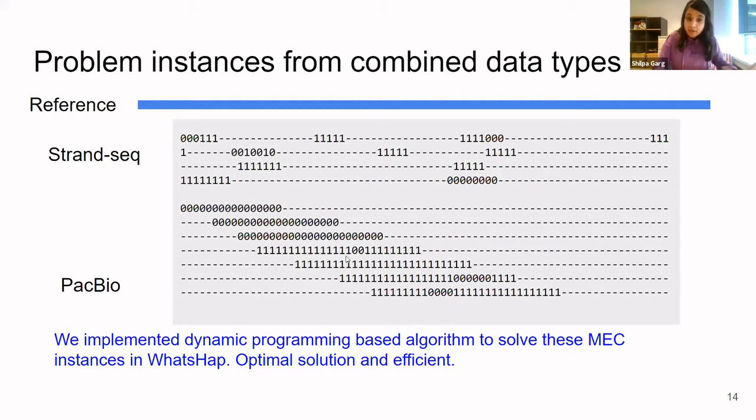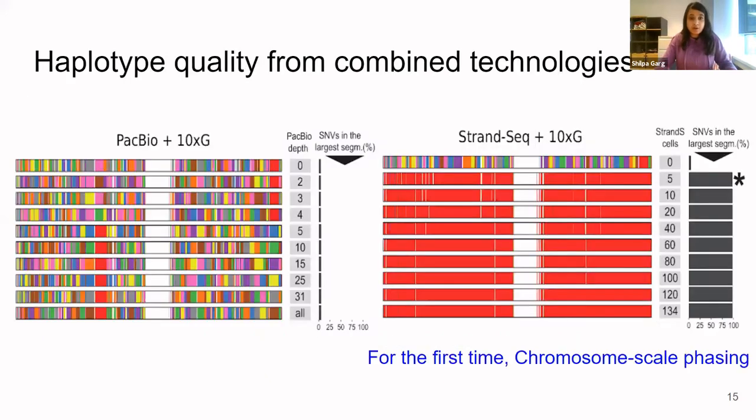So we combined it with more local and dense information from the long reads and solved a MEC formulation using a dynamic programming algorithm. And I implemented this algorithm in WhatsHap, which is a highly optimal and efficient solution to solve phasing. And then I performed various experiments on combining different types of data sets and how the phasing is.